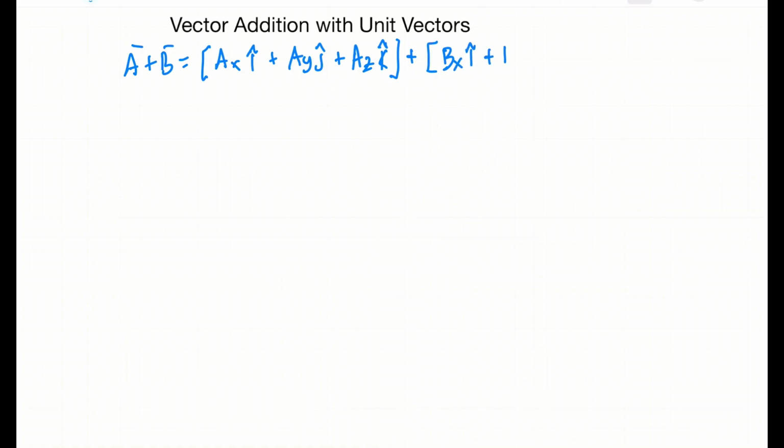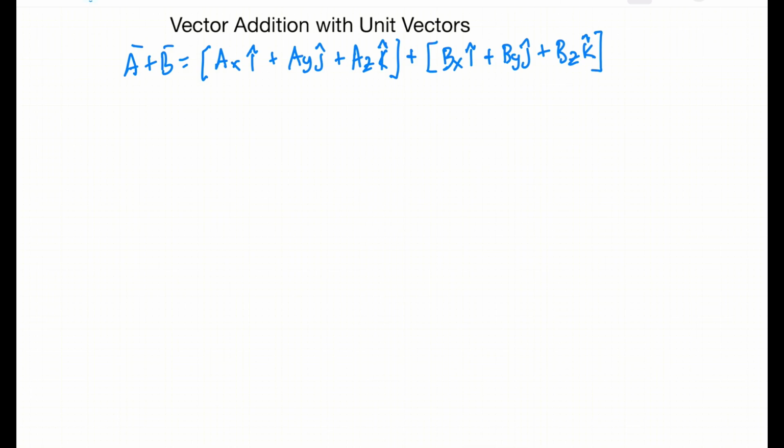Now I want to look at the addition of unit vectors. What we want to do here is take A plus B, and we're going to write it in the format that we just discussed. So it's Ax times i plus Ay times j plus Az times the k unit vector. Now we do the same thing for B, so it's Bx times i plus By times j plus Bz times k. So there it is written out in this notation.